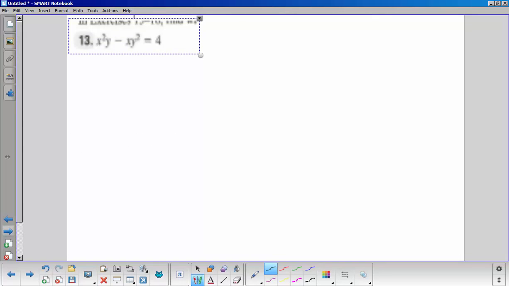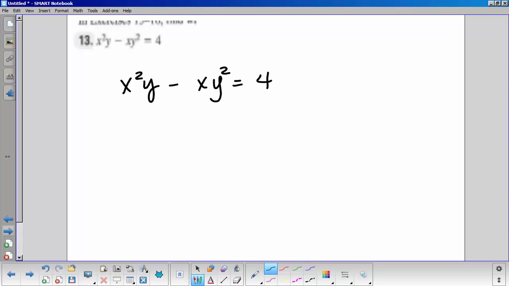All right, so is this x cubed on number 13, or is it x squared? X squared. It's x squared y minus xy squared equals 4. So we have to do how many product rules? 2. So it's going to be first, second, first, second: 2x. x squared. What's the derivative of y? dy/dx.